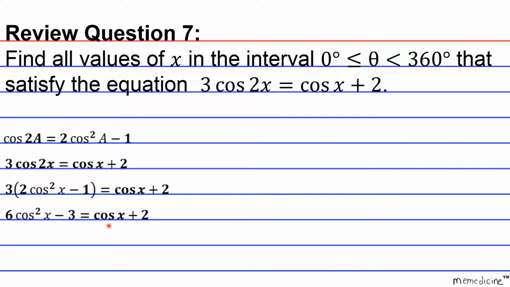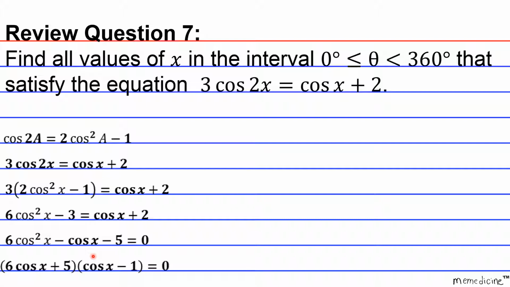Okay, so now let's start to combine terms. So we have, written in standard form, 6 cosine squared of x minus cosine of x minus 5 is equivalent to 0. And we like putting things in standard form. And when I say standard form, I mean in the ax squared plus bx plus c format, because you can easily factor this type of format. So let's now factor and solve for x.